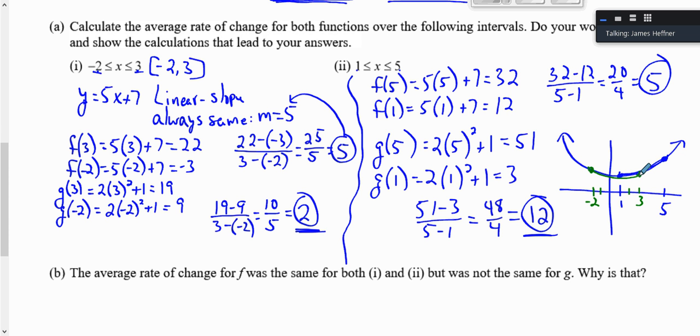Anybody have any questions on how to find average rate of change? That will be on your test, okay? So make sure if you're not sure how to do it, ask away, okay?